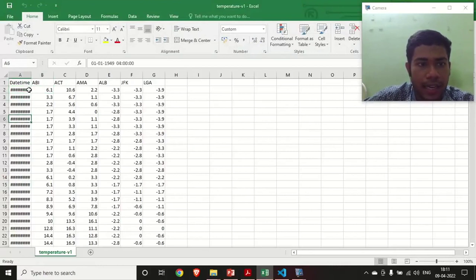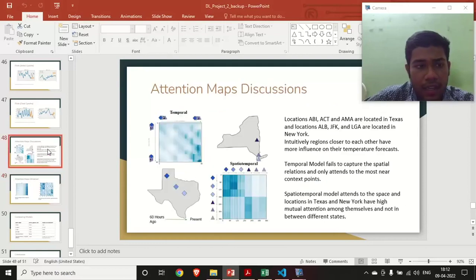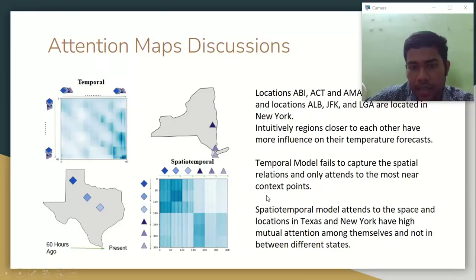There is a date and time over here, and there are different cities whose temperatures are varying in degrees Celsius. So this is January, so the temperatures are quite low in New York, but they are quite high in Texas because of the weather conditions there. So having known that, let's come back over here.